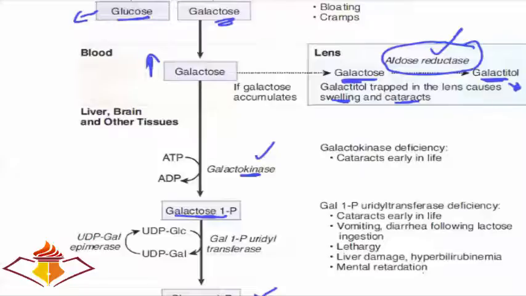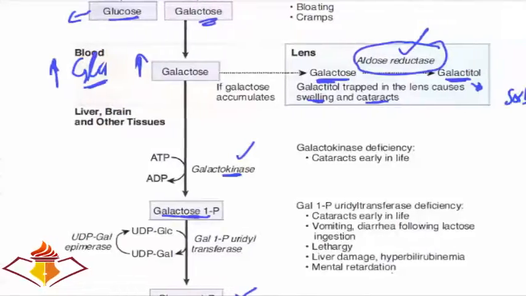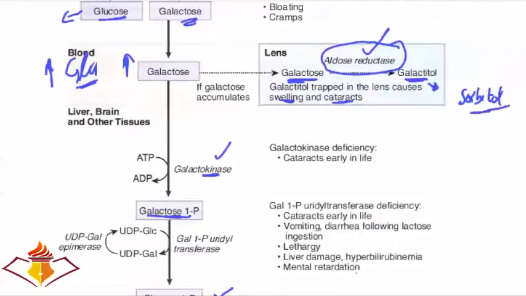And this actually is also the basis of retinopathy in diabetes. If we have a high level of glucose in the blood, that glucose enters into the lens, and the same enzyme aldose reductase, because glucose is also an aldose like galactose, converts glucose into sorbitol. Sorbitol exerts osmotic pressure, and because of that osmotic pressure there is swelling in the lens and cataract formation. So that is the basis of retinopathy in diabetics.